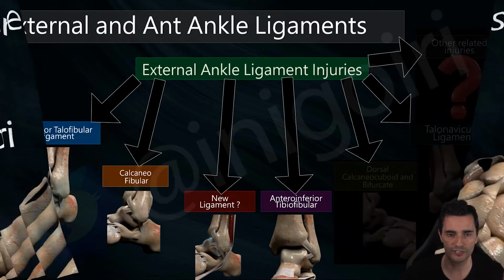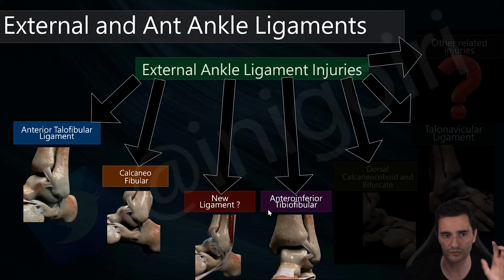Hello everybody, I'm Iriarte and I'm going to show you now the second part of the injuries of the lateral ligaments of the ankle and other injuries. So 2 days ago we saw the anterior talofibular ligament, calcaneofibular ligament, this new ligament, these fibers between the calcaneofibular and the inferior fascicle of the anterior talofibular ligament, and the anterior inferior tibiofibular ligament or anterior tibiofibular ligament. It depends on the authors.